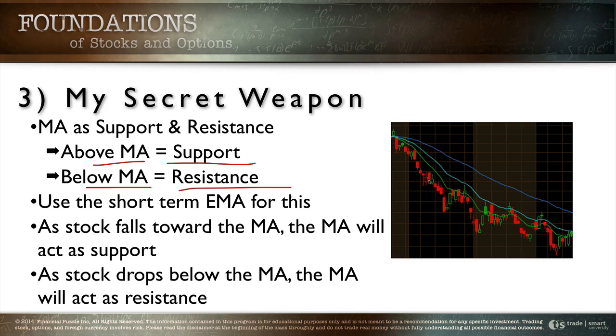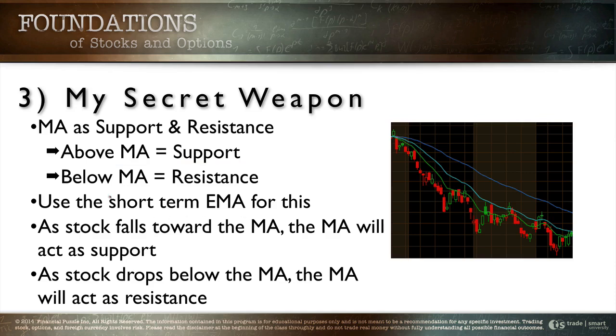Well, now I'm just suggesting to you that if you're in a trend, if you're above the moving averages, those averages will tend to work a lot like a support. And if you're below, the average will tend to work a lot like a resistance. We're going to use the short-term exponential averages for this. As the stock falls down towards the average, it will act as support. As it drops through the average and bounces back up, the average will act as resistance. It's really that simple.